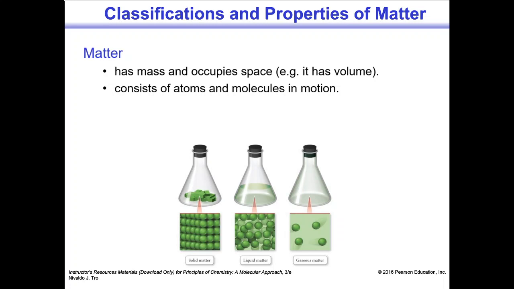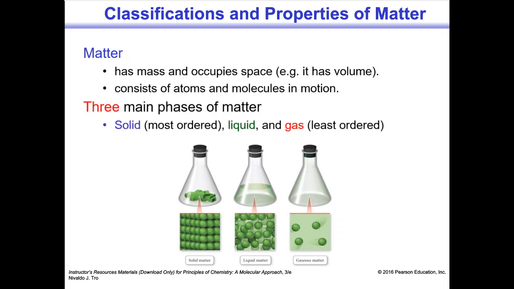Okay, so it consists of atoms and molecules in motion. Okay, so what do we mean by that? So if we change the amount of motion that matter has, we actually change its state. Okay, so we're going to talk about three main phases. So when I say state, what I mean is the phase. We're going to talk about three main phases in this class, and I know there is a fourth, which is plasma, of course. Okay, but really for this class, we're going to stick to these three.